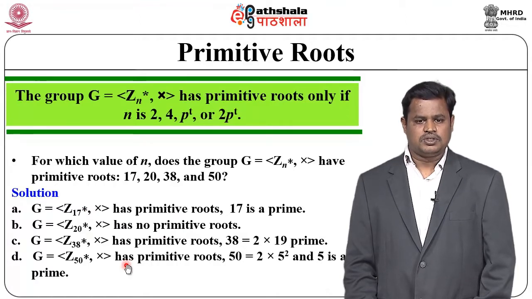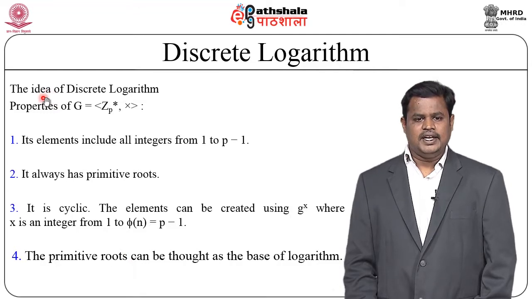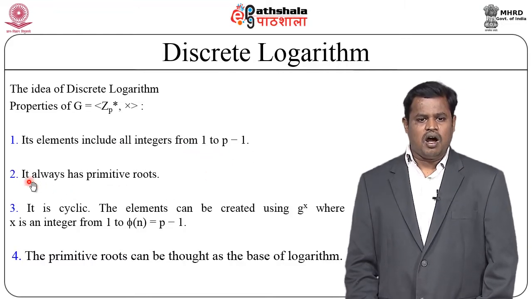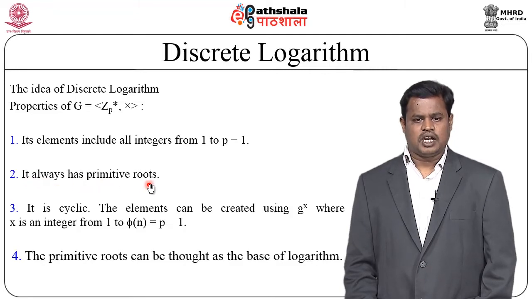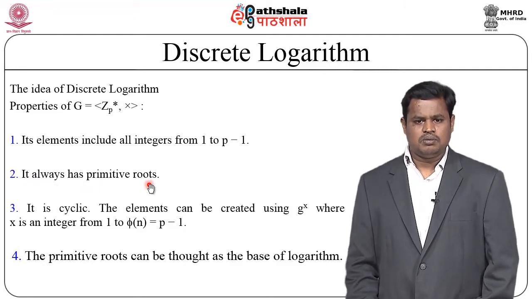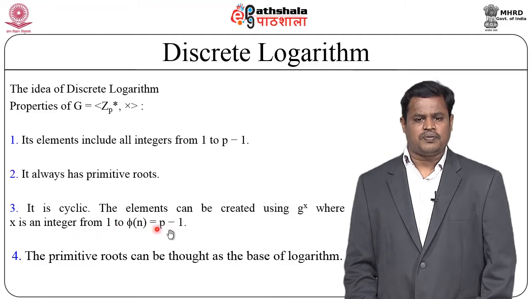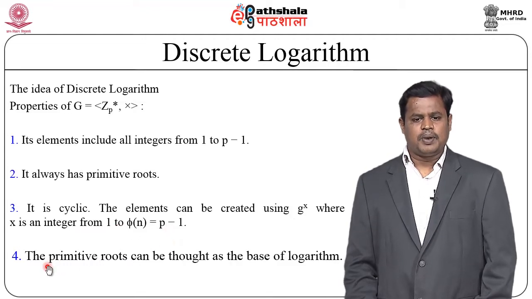We can say what is the possibility of getting the primitive roots. So, on the idea of the discrete logarithm: the property of G is Zp star with multiplicative operation. Its elements include all the elements from 1 to p minus 1, and it always has primitive roots. That means the order of the elements should match the order of the group, and it is also cyclic. The elements can be created using a generator g power x, for x an integer from 1 to phi of n, that is p minus 1. The primitive roots can be thought of as the base of the logarithm.